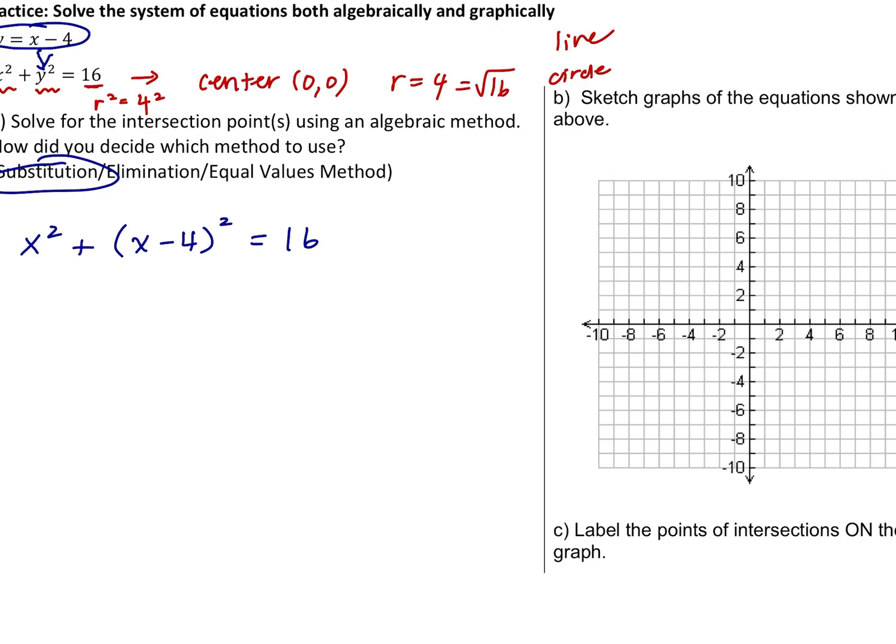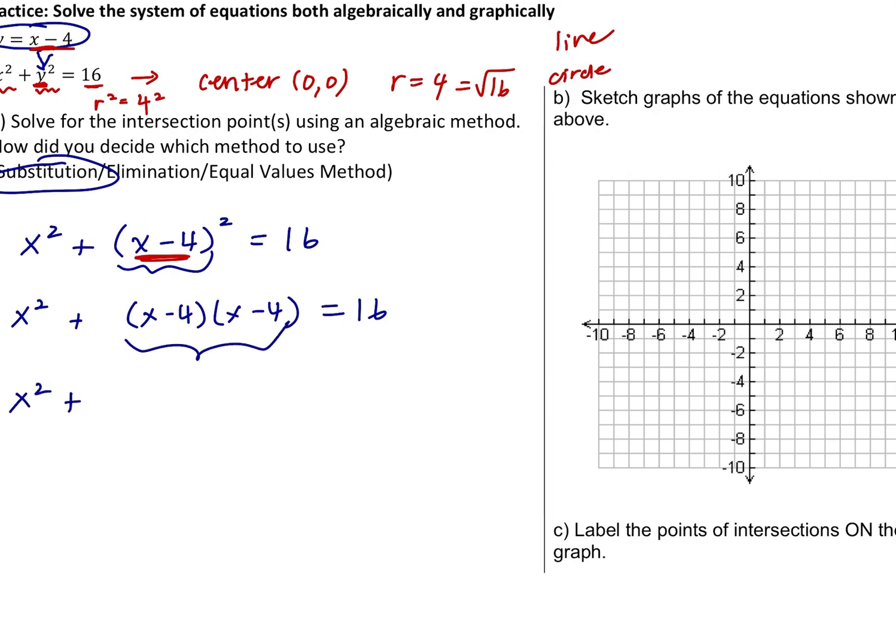Pause and see if you understand it. I substitute the y with x minus 4 and multiplied it out. This means x minus 4 times x minus 4. Multiply this out again. You can use an area model if you want. You can use a box, x minus 4 and x minus 4. This will become x squared minus 8x plus 16.